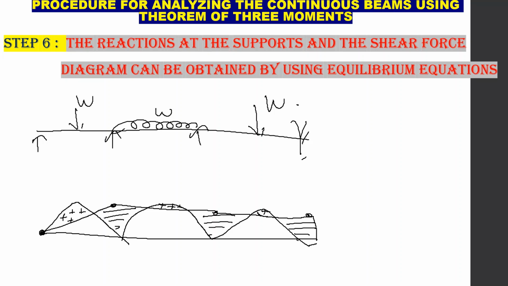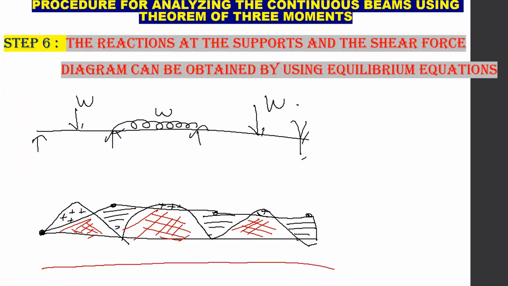This portion will be neutralized by the positive and negative bending moments. There will be no hogging or sagging. So your deflection diagram will be like this. It will come here like this. So this will be your deflection diagram.